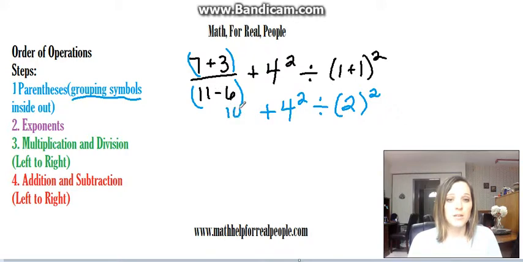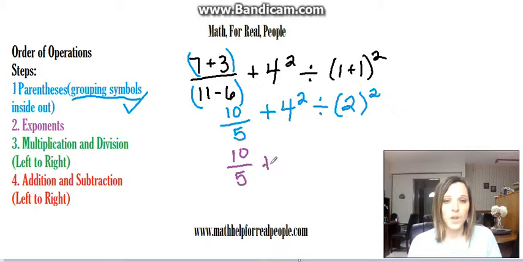So here's 10 over 5. So 7 plus 3 gave me the 10, 11 minus 6 left me with the 5. Now I'm done with all my grouping symbols. So that's a tricky one. You won't see that until you've been working on this for a little bit here. And then we need to move on to exponents. Well, we have two exponents this time. We leave this the same. And we do 4 times 4, which is 16. And 2 squared, which is 4.